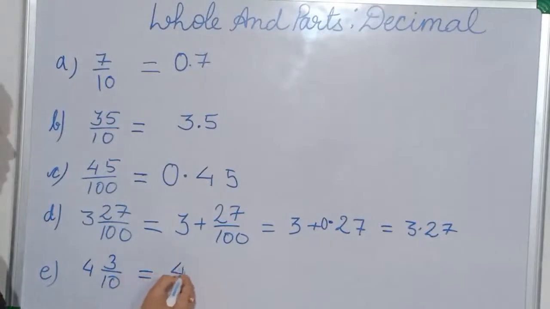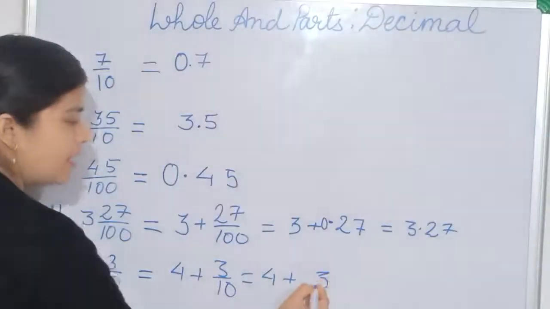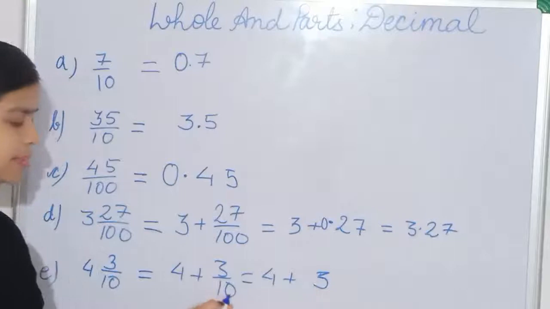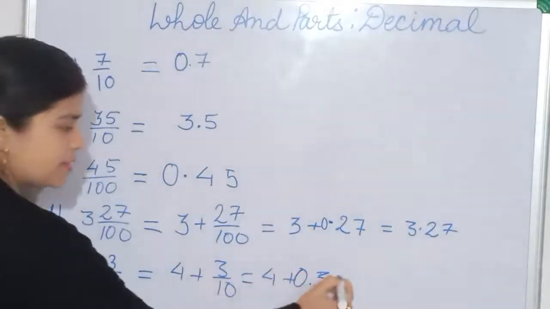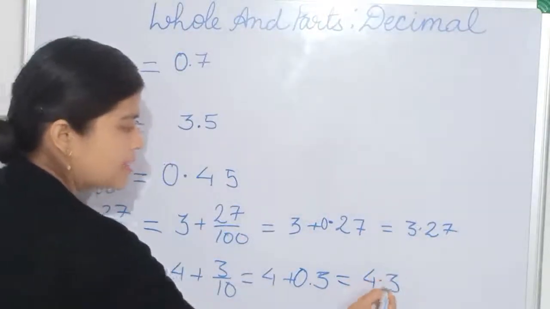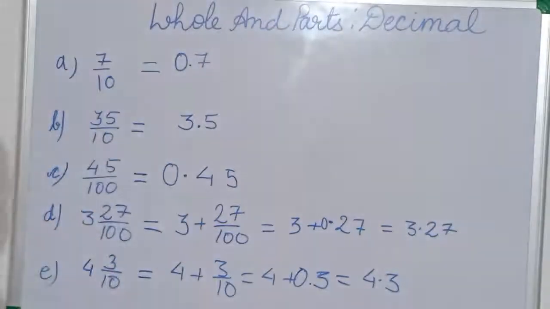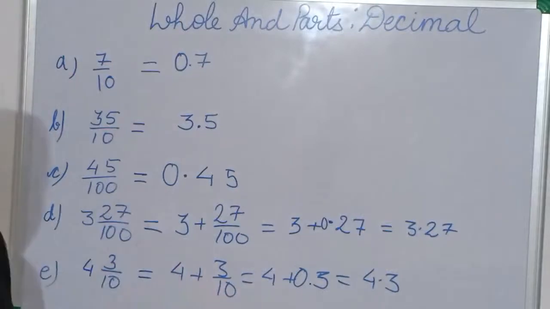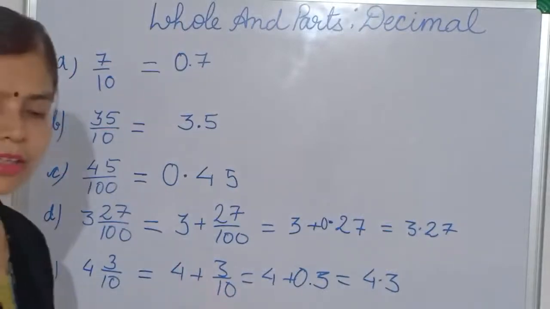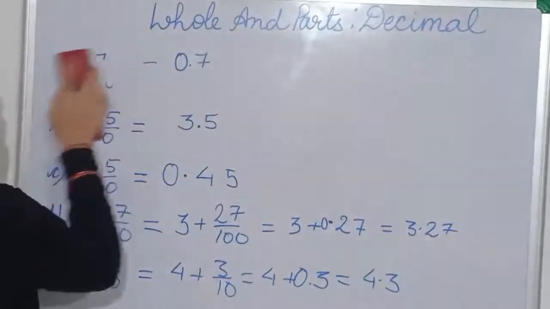Same thing here. 4 plus 3 by 10 I will write here. 4 plus 3. I will put the decimal after one place because there is 1 zero. After one place, I am putting the decimal here. So it is 0.3. So it is 4.3. So it is very easy now. Just now, whatever you have learned, you have revised here through these questions, how we are converting fractions into decimal.